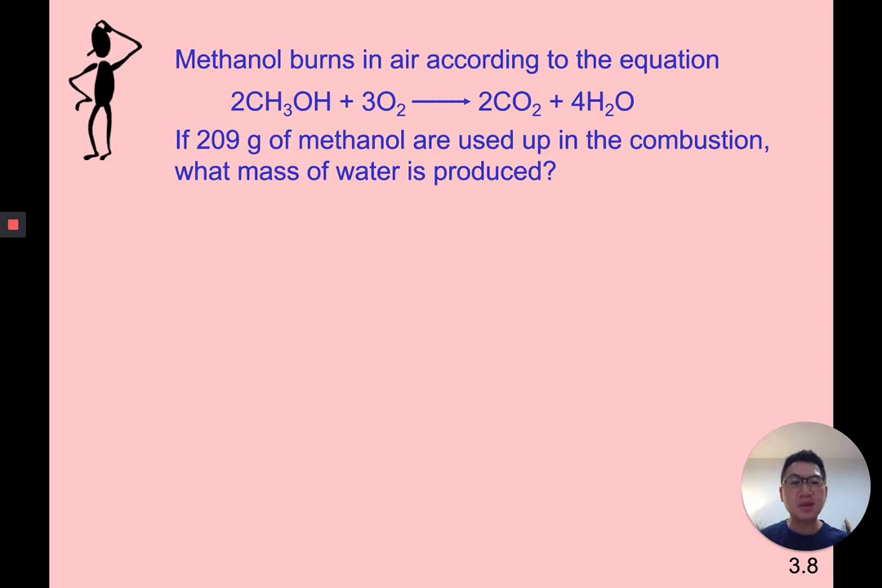Now, let's review how we read this balanced equation. Again, that CH3OH is called methanol. Obviously, O2 would be the air, CO2 is carbon dioxide, and H2O is water. Okay, so this is 2 moles. We're going to read everything as moles.